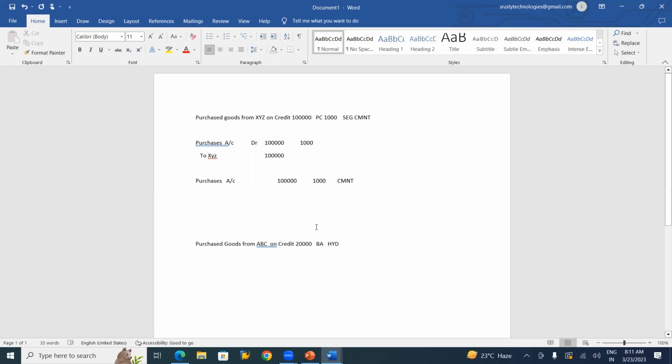Okay, but here to XYZ, it will update. We have given the amount in the credit line, 1 lakh, but we have not given any profit center information in the credit line. Okay, so this is automatically updated on the credit line also based on your debit line. So 1000, and automatically it will pick the cement segment.